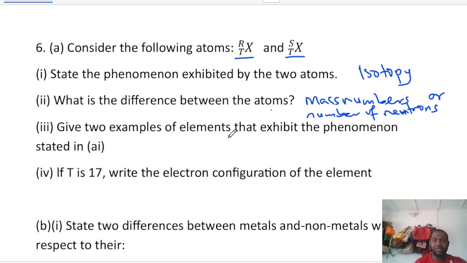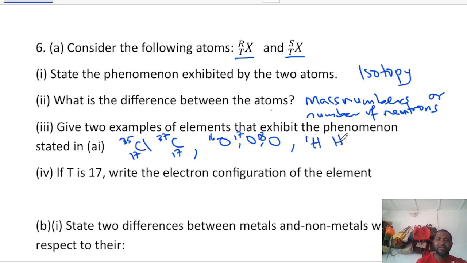Now give two examples of elements that exhibit this phenomenon. There are many of them. Chlorine is one of them: we have chlorine 35 and chlorine 37. Even oxygen, we have oxygen 16, oxygen 17, oxygen 18. And even hydrogen, we have hydrogen 1, hydrogen 2, and hydrogen 3. In fact, almost all elements exhibit this phenomenon.